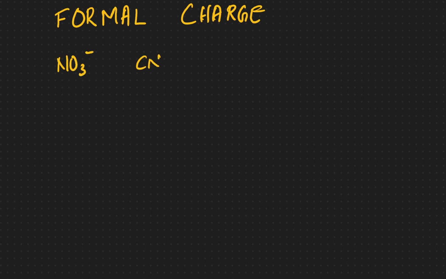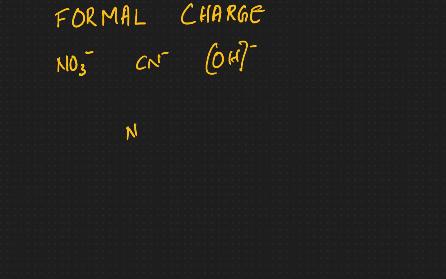Today we will be discussing formal charge. When we study polyatomic molecules or polyatomic ions, we used to write NO3 minus, CN minus, OH minus. But in organic chemistry we should know where the negative charge or positive charge is concentrated.